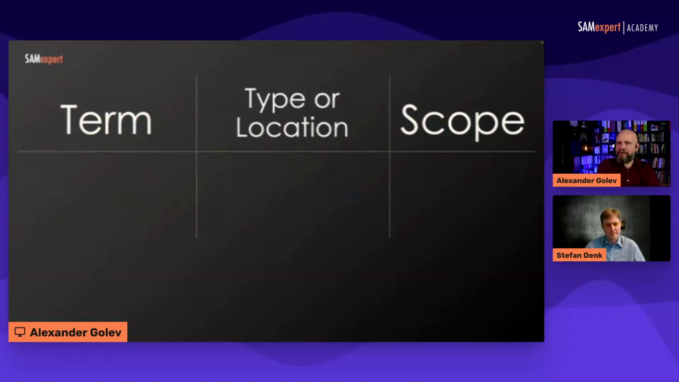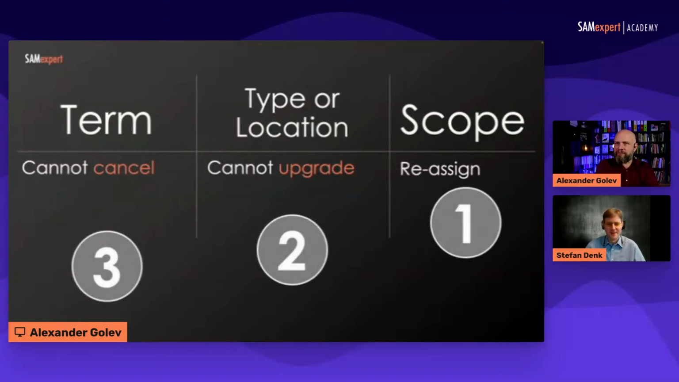And here are the reassignment rules. Yeah. Cannot cancel, cannot upgrade. Cannot is a very important term when it comes to savings plan, yeah. You do not have flexibility, besides reassigning scope, which again, you shouldn't.